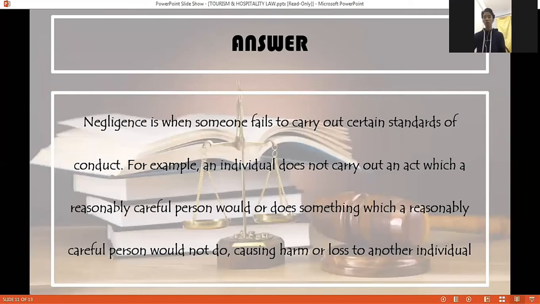So the second element is breach of duty. Breach of duty in negligence liability may be found to exist where the defendant failed to meet the standard of care required by law. Once it has been established that the defendant owed the claimant a duty of care, the claimant must also demonstrate that the defendant was in breach of that duty. The test of breach of duty is generally objective. However, there may be slight variation to this.